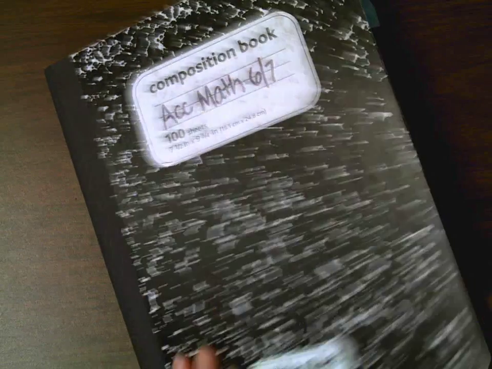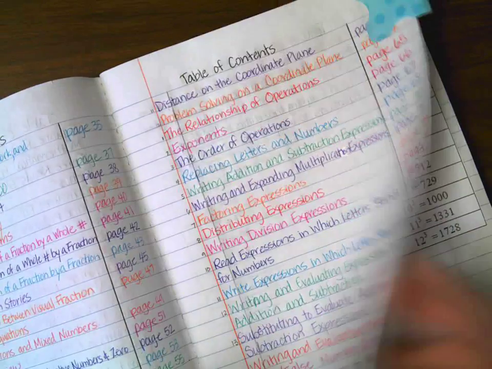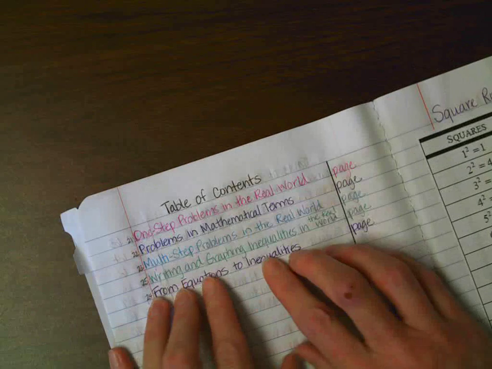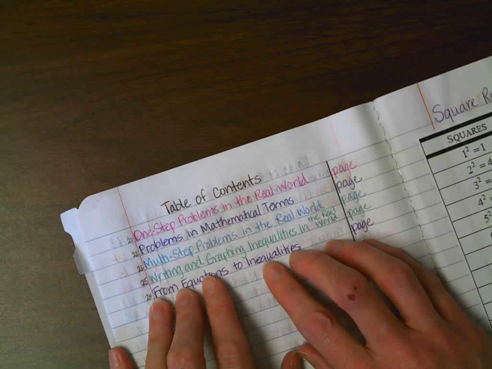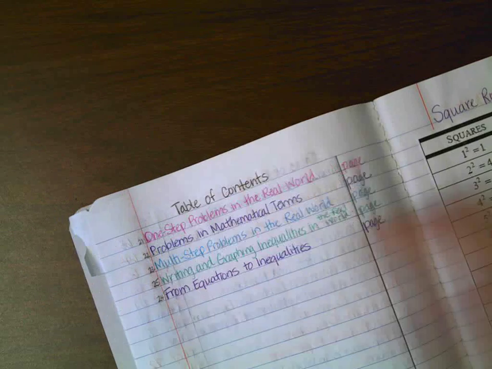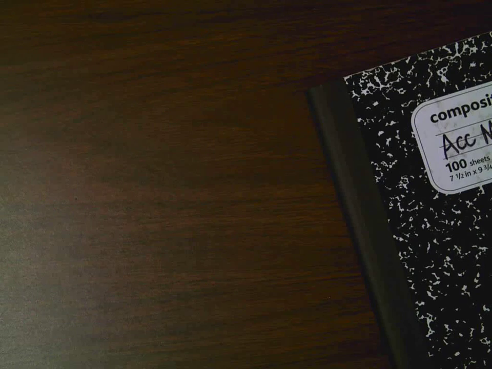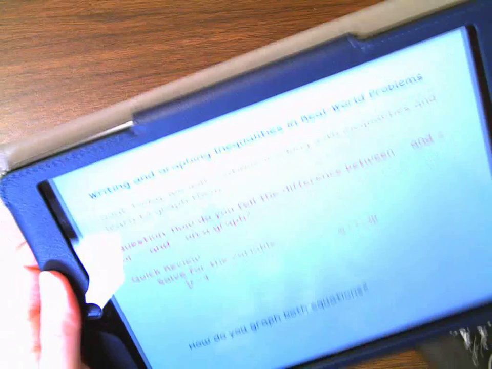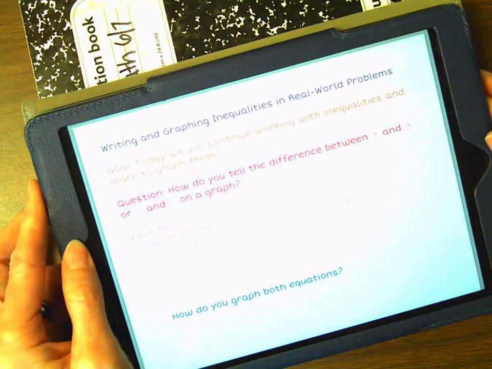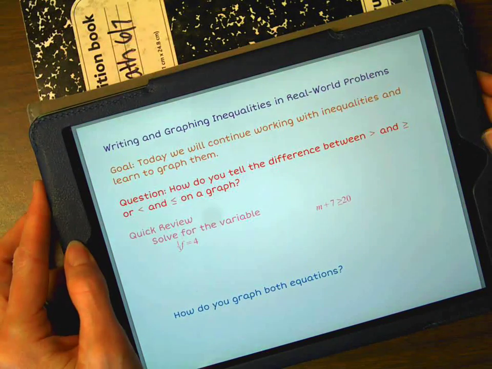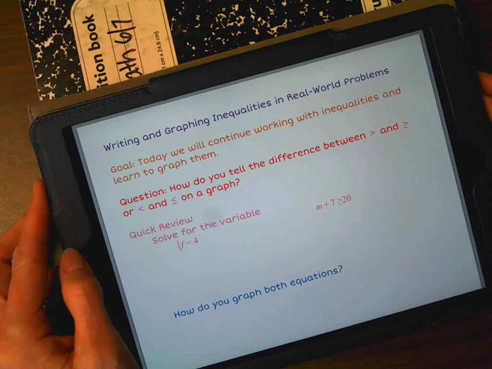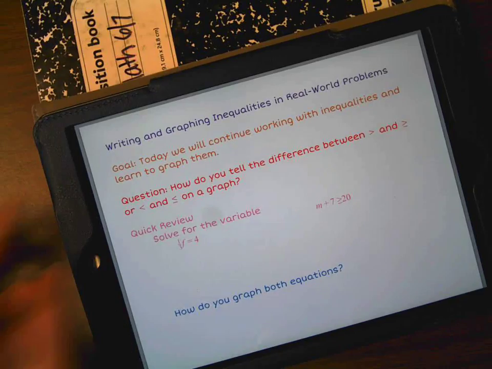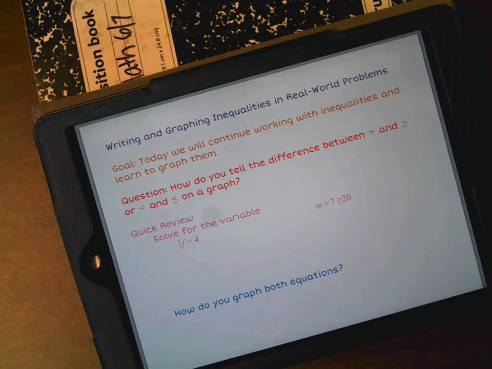We are officially on our last lesson of Module 4, and our last lesson of Module 4 is writing and graphing inequalities in the real world. Okay, writing and graphing inequalities in the real world. All right, so let's take a look at this. These are the notes on the iPad. Let me get it to focus for you. Okay, so writing and graphing inequalities in the real world is basically taking all of the information that we worked on yesterday and teaching you how to represent it with graphs rather than just words.